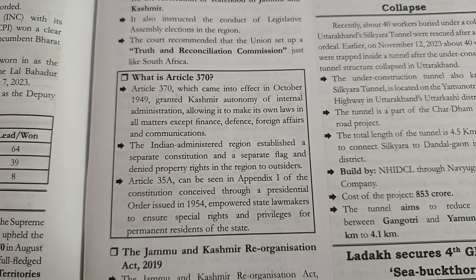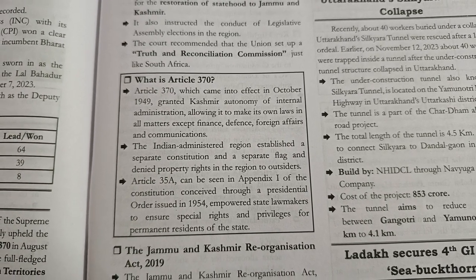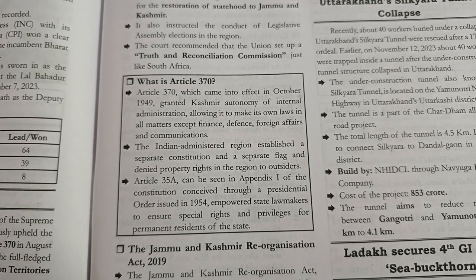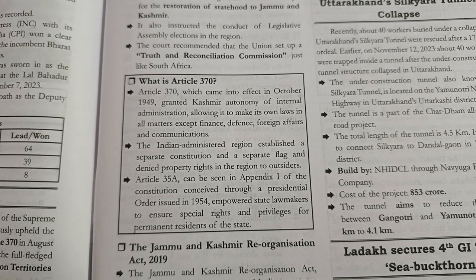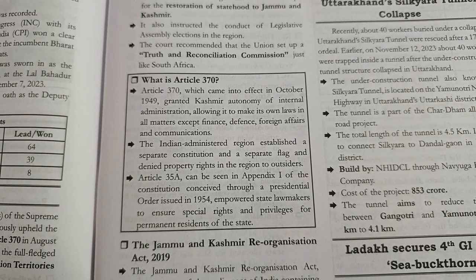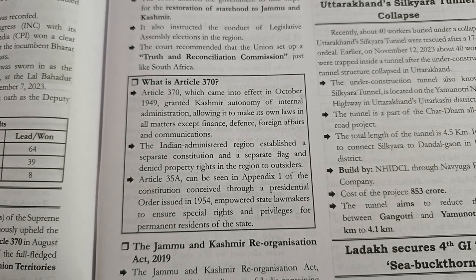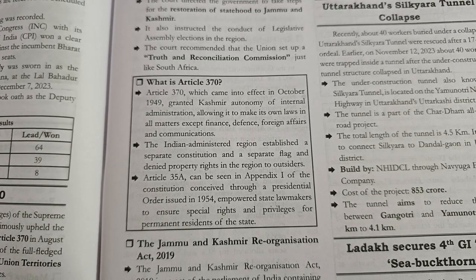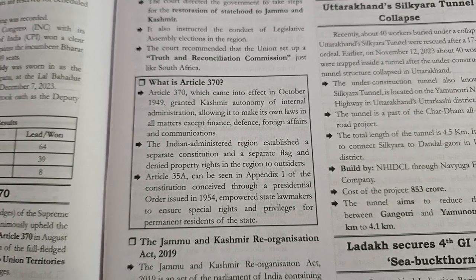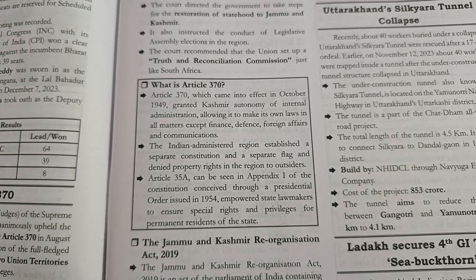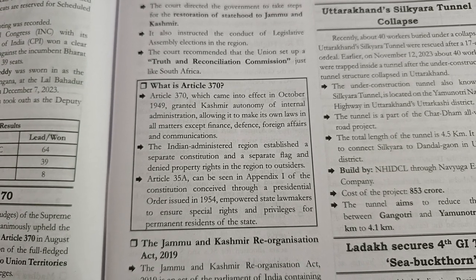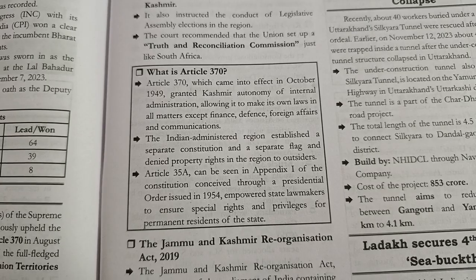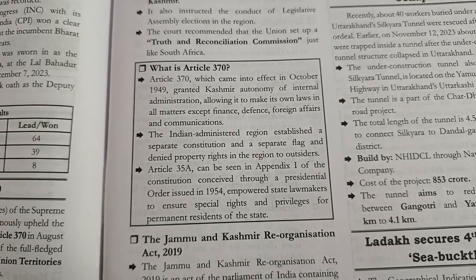What is Article 370? Article 370, which came into effect in October 1949, granted Kashmir autonomy of internal administration, allowing it to make its own laws in all matters except finance, defense, foreign affairs, and communications. The Indian administered region established a separate constitution and a separate flag and denied property rights in the region to outsiders. Article 35A can be seen in Appendix 1 of the Constitution, conceived through a presidential order issued in 1954, empowered state lawmakers to ensure special rights and privileges for permanent residents of the state.